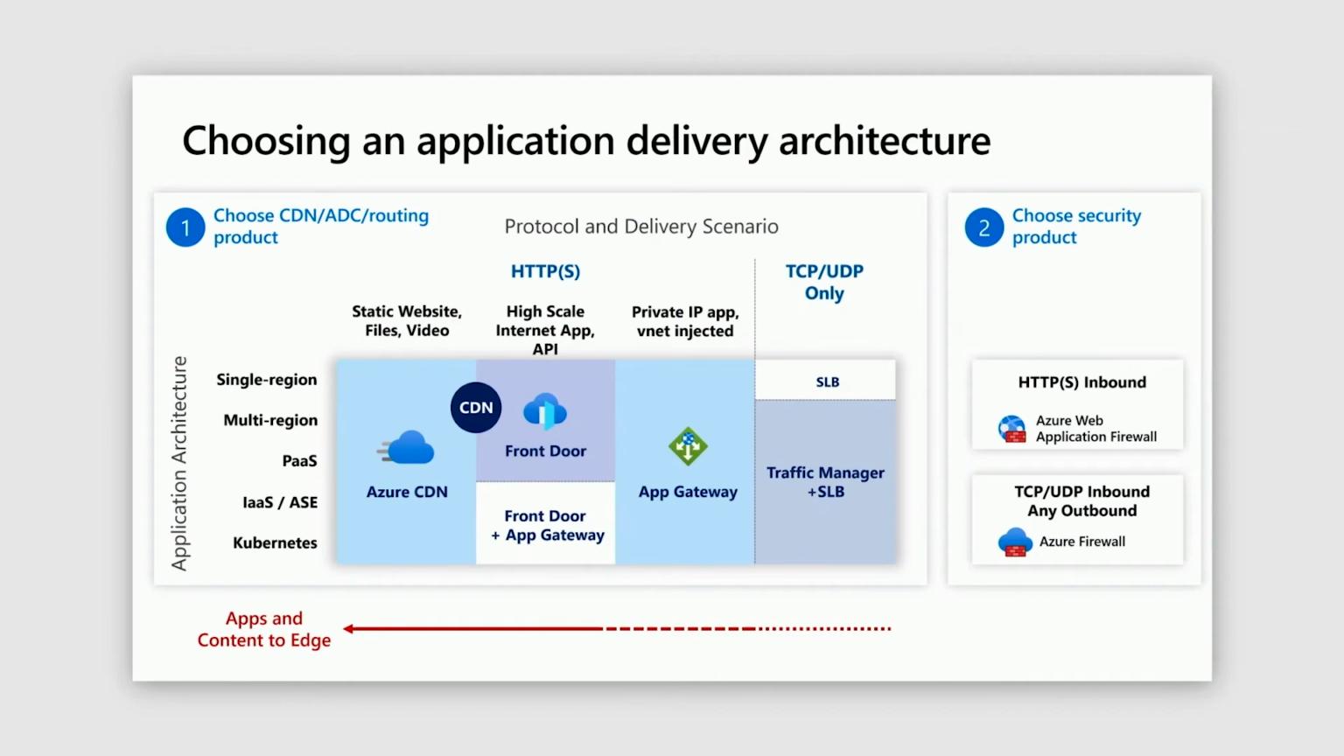And finally, once you've selected your routing product, either Azure CDN, Front Door, or App Gateway, you can attach your security product to that solution. If you are using inbound HTTP or HTTPS traffic, you can attach Azure Web Application Firewall to any of those three platforms today, which allows you to inline secure your content coming through. And for traffic that is going outbound from your application, we recommend you put Azure Firewall in place so that you can control that outbound traffic as well as inbound to your application.